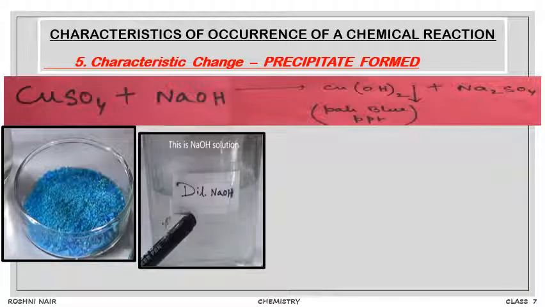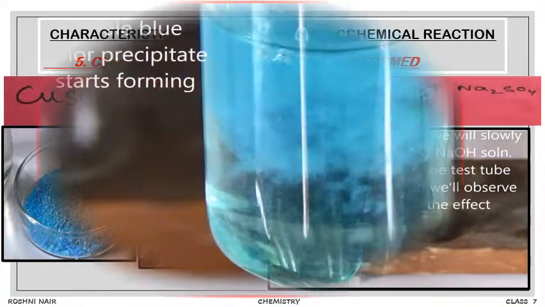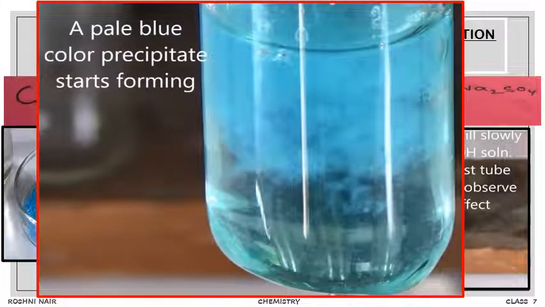And when we add it to dilute NaOH, the sodium hydroxide solution, you can see this blue PPT which is formed, pale blue PPT. When you are adding dilute sodium hydroxide slowly, you can see the change in color, right? So actual is this one. See, I just took a clear close picture. It shows a pale blue color precipitate starts forming when you add sodium hydroxide to this copper sulfate solution.